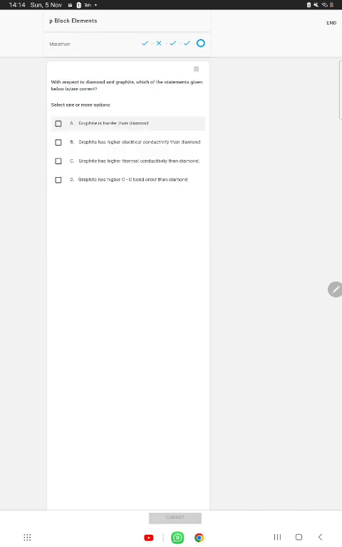With respect to diamond and graphite, which of the following is correct? Graphite is harder than diamond. Graphite has higher electrical conductivity. Graphite has higher thermal conductivity. Graphite has a higher C-C bond order than diamond.